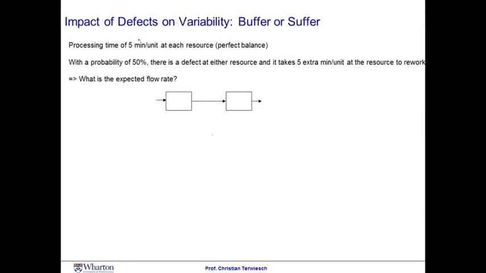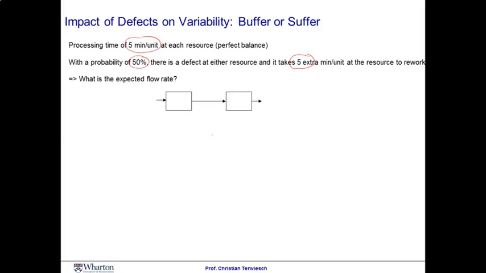Now let's turn to the effect of defects creating variability in a process. Consider the following example of a two-step process. Both steps have a processing time of 5 minutes. Both steps also have a probability of 50% of creating a defect. In that case, their processing time goes up to 10 minutes because they require an extra 5 minutes of rework. What's the flow rate going to be in this process?